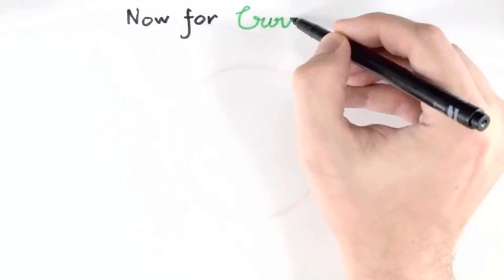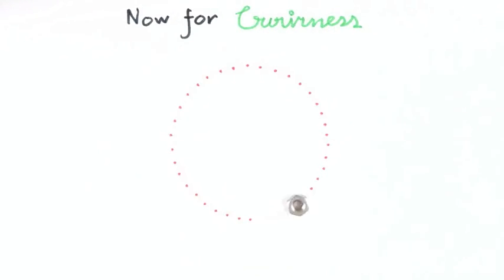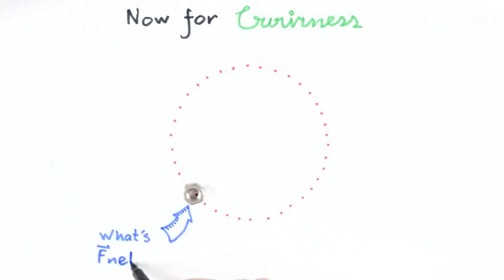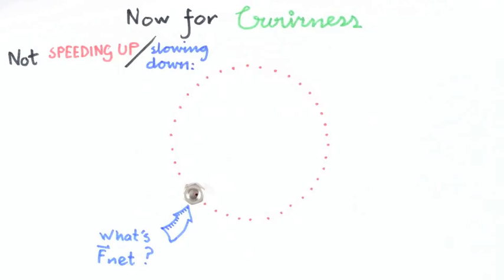Let's now tackle a case with curviness. Here's a particle moving at constant speed in the circular path of radius r. At the instant where the particle is located as shown, what's the direction of Fnet? First, we observe that the particle is neither speeding up nor slowing down. So that means delta p over delta t parallel is 0. And so, by Newton's second law, Fnet parallel is 0.